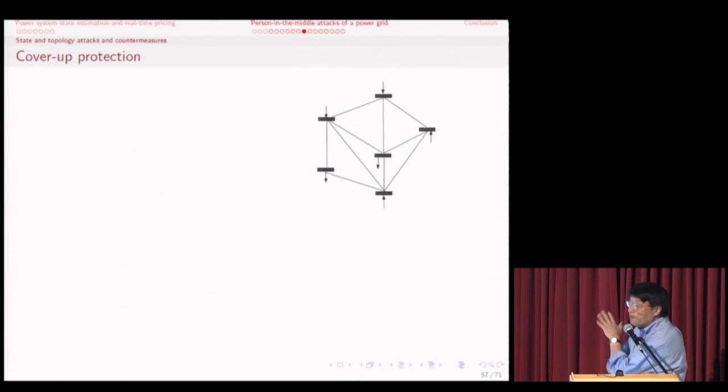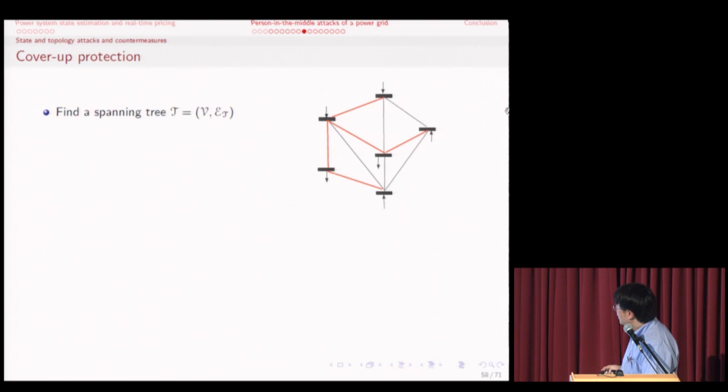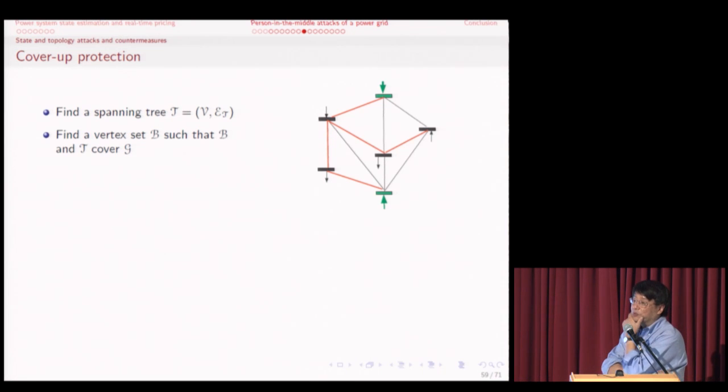Okay. So I describe a simple technique to protect the network. We call it the cover-up protection. So here is the network. What you would do is, first of all, you find some spanning tree, okay? And you want to protect the spanning tree. And we know that protecting the spanning tree is not good enough, because you need something a little bit more. Second, you find a set of vertices such that the lines connecting to these vertices, coupled with the spanning tree, will cover the entire network. Okay. For example, this particular vertex can protect the additional 2 lines, and this vertex protects 3 additional lines, and every line somehow is covered.